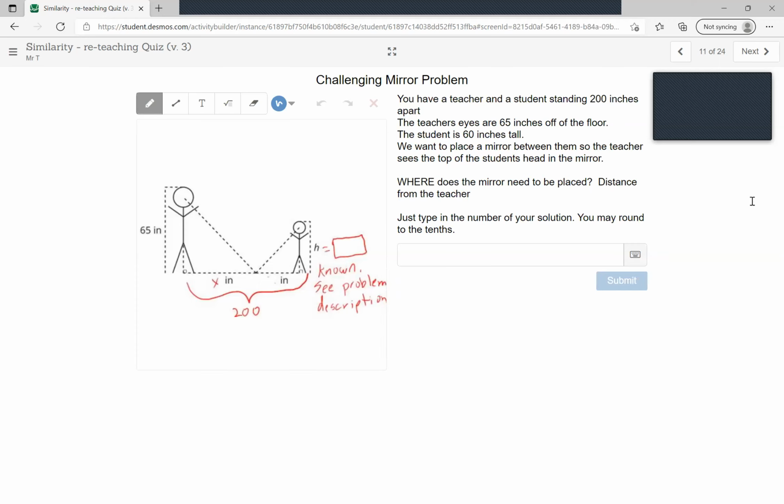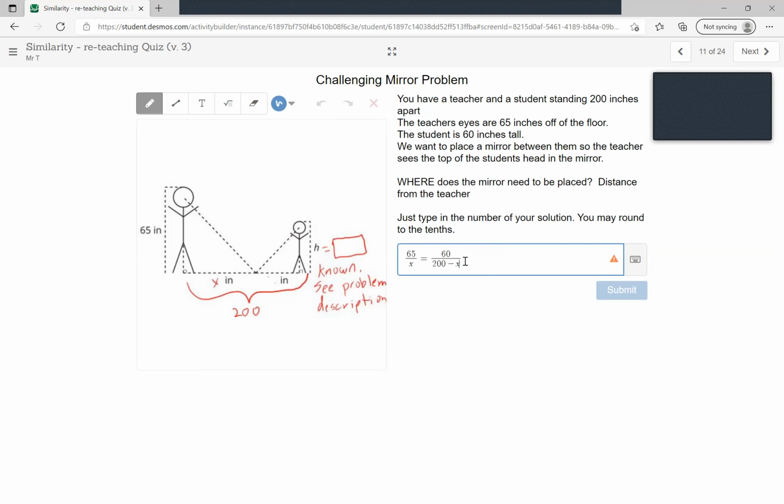And finally, this is a really hard one, where I'm going to encourage you to go to the very end and solve it. But the original equation here is I know that 65 over x is equal to, let's see, they tell me the student's 60 inches tall, and I know that little piece down there is 200 minus x. I don't know what it is, but I know the distance between them is 200. So that's my formula. The 65 and the 200 minus x get multiplied together.